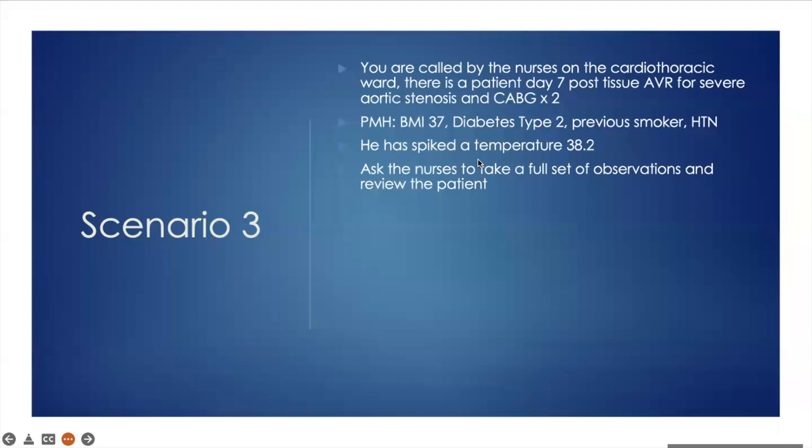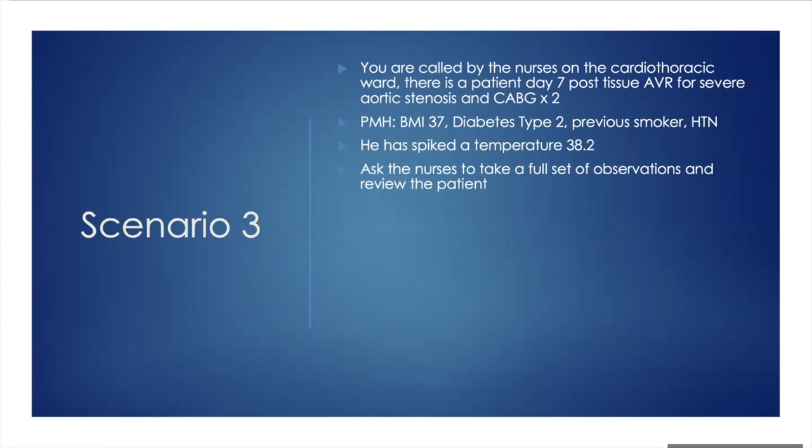Okay, we've got some time for the last two clinical scenarios. So third clinical scenario, you're called by the nurses on the cardiothoracic ward. There's a patient, he's day seven post tissue aortic valve replacement for severe aortic stenosis and coronary artery bypass graft times two. His past medical history, he's got a very high BMI. He's got diabetes type two. He's a previous smoker, hypertension.